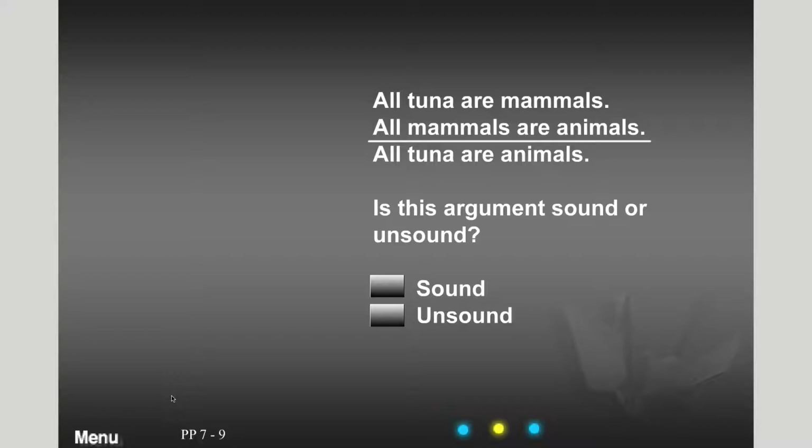Okay? But is this argument sound or unsound? Well, let's go to premise 1. All tuna are mammals. Is that true? No. Tuna are not mammals. Sorry, it is a false premise and therefore an unsound argument.